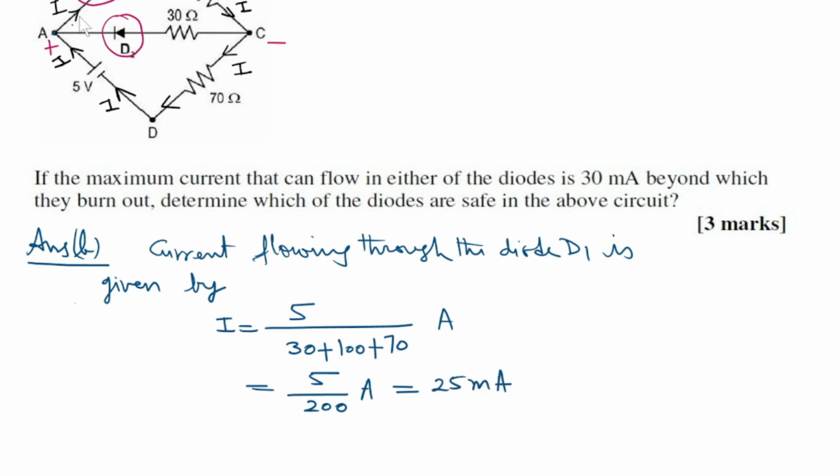Now see, current flowing through diode D1 is 25 milliampere, which is less than 30 milliampere. So we expect diode D1 to be safe as current flows. And similarly, diode D2 got to be safe as current is not flowing through it. And hence, in this arrangement, both the diodes are safe.